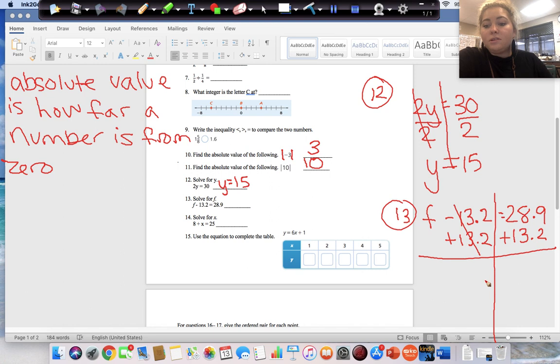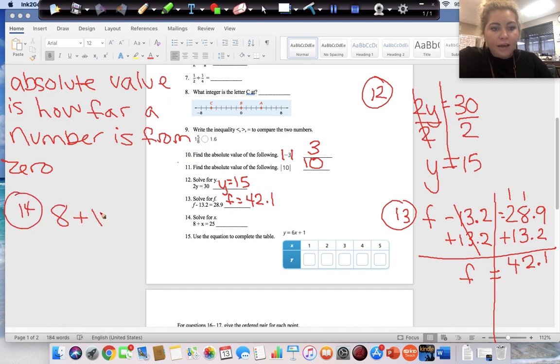This side cancels, and we are left with our variable f equals 9 plus 2 is 11, carry your 1. 8 plus 1 is 9, plus 3 is 12, carry your 1. And 1 plus 2 is 3, plus 1 is 4. Bring your decimal point straight down. So f is equal to 42 and 1/10.